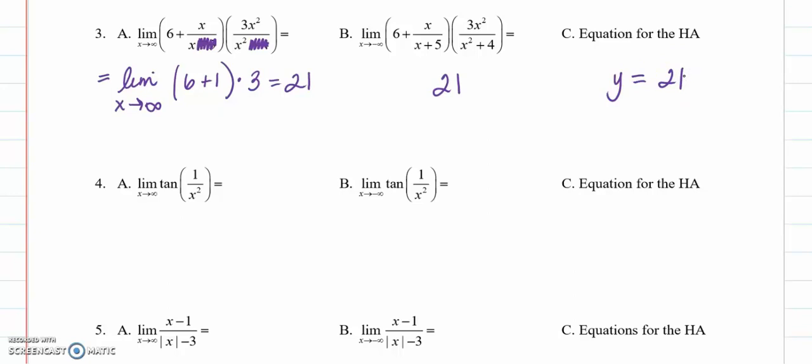Number 4. The limit as x goes to infinity of tangent of 1 over x squared. When you try to substitute in something very, very large, that makes your denominator get even larger because you're squaring this term. 1 divided by something large is going to be 0, and the tangent of 0 is 0.